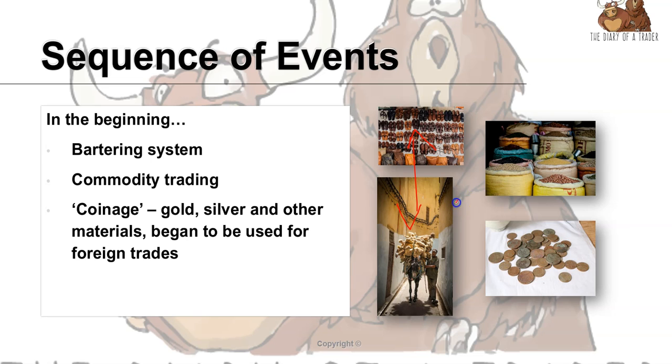Then we had commodities trading, where people exchanged commodities as a better measure of value. And then that turned into coins, or coinage, made of gold, silver, and other materials. And then that turned into a standard system for buying and selling goods and services.